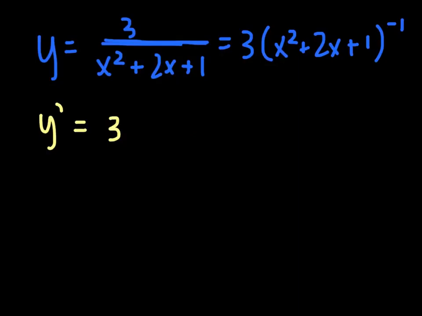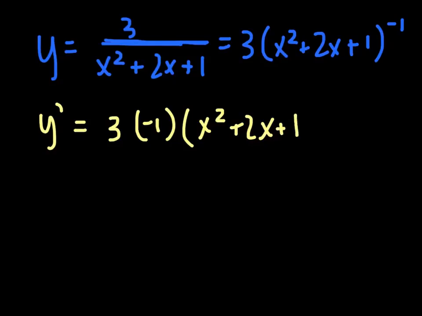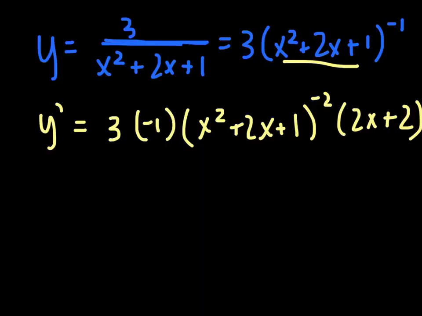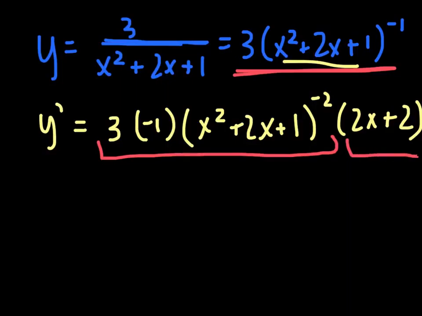So 3 times negative 1 times (x squared plus 2x plus 1) to the negative 2. And then I'm going to write the derivative of what is inside this parentheses here. So that would be 2x plus 2. So as you can see, again, here I have the derivative of this whole thing, right here. And then here, I have the derivative of what is inside the parentheses right here.